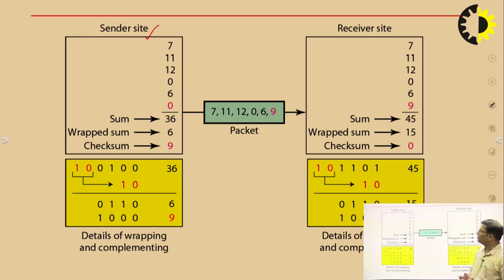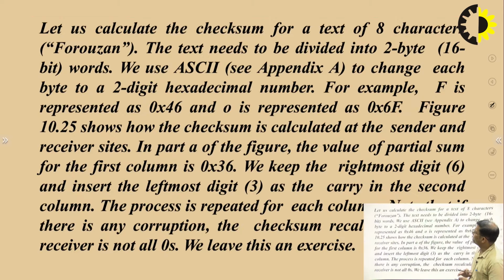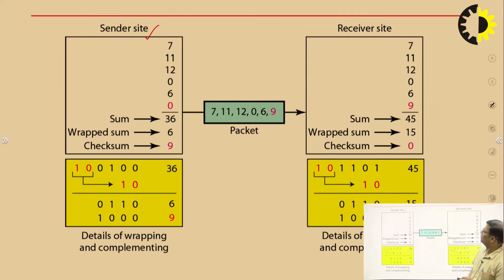So what we have to do is make it in bits form. For example, we can understand it this way: 7, 11, 12, 0, 6. These are the data. 7 plus 11 plus 12 plus 0 plus 6 plus 0. We have to add this. The sum is 36. Wrapped sum is 6 and checksum is 9.